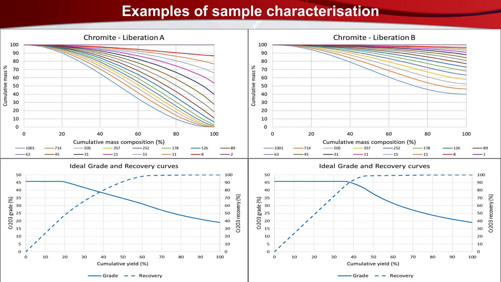That's the best you could possibly do. With exactly the same sample in terms of head grade and size distribution, just because liberation is better and you sort those particles, you will see that for this material you can get, say, a 35% yield to product at a 45 grade and at a very high recovery of about 90%.